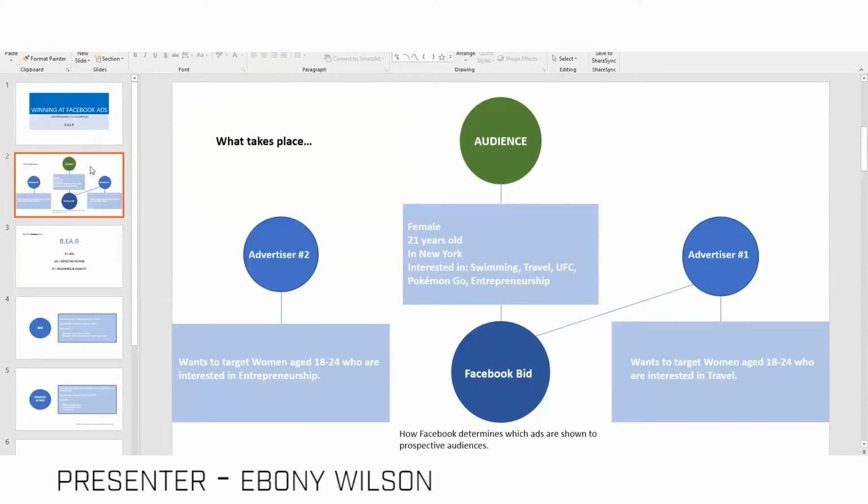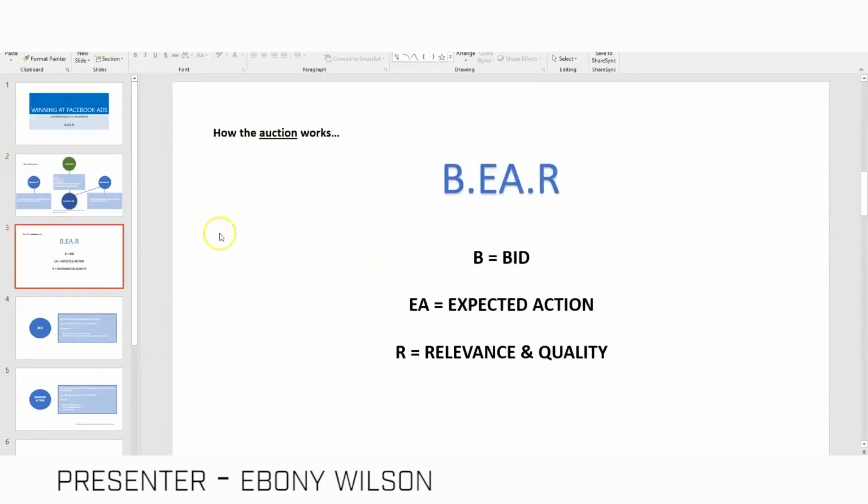Basically, the person who has targeted this woman for travel... why in an instance would it work for advertiser 1 and not advertiser 2, or why in this case, when they're both pretty much not even targeting the same thing, but they have very similar variables in their ad set campaigns, is advertiser 1 beating out advertiser 2? And that has to do with the bidding process. So essentially, we're going to break down what B.E.A.R. is, how the auction actually works.